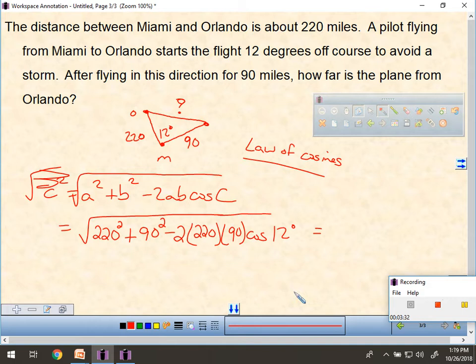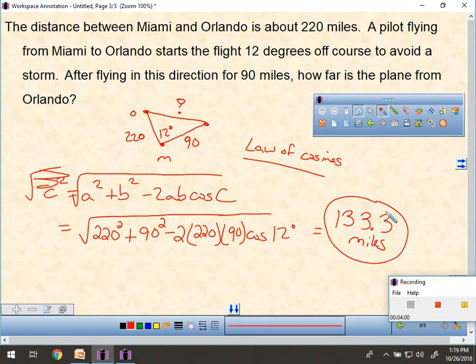So I don't want you to miss this type of problem, because the only thing that I'm going to change on the test are the numbers. And so if you type it in exactly as you see it, you should get approximately 133.3, and that would be the answer for that. So don't make that problem any harder than it is. Just simply plug in those numbers and then type it in the calculator. That's it. So the square root of 220 squared plus 90 squared minus 2 times 220, 90, cosine 12. That's as hard as that problem is going to get. So just remember law of cosines for that.